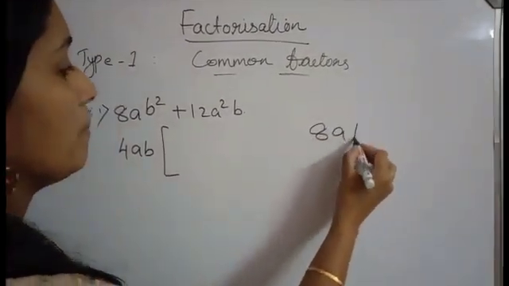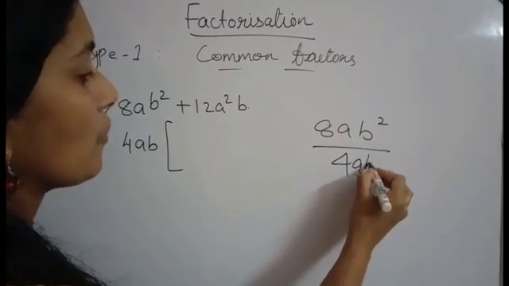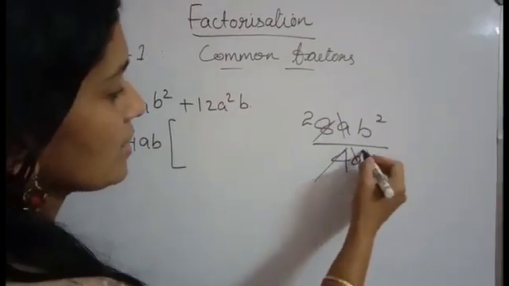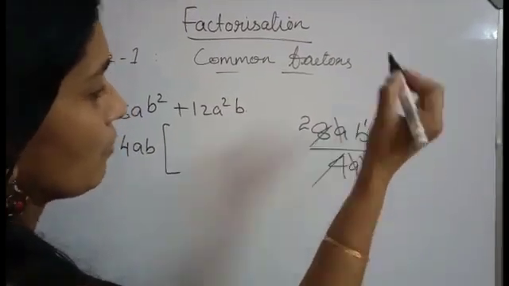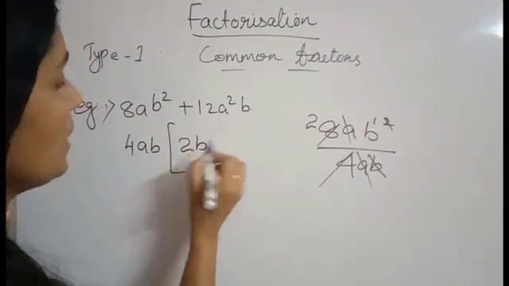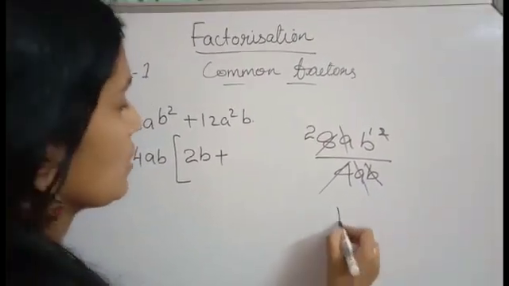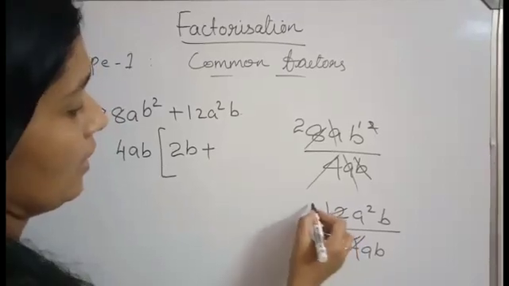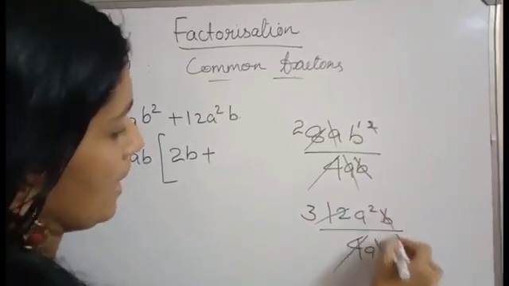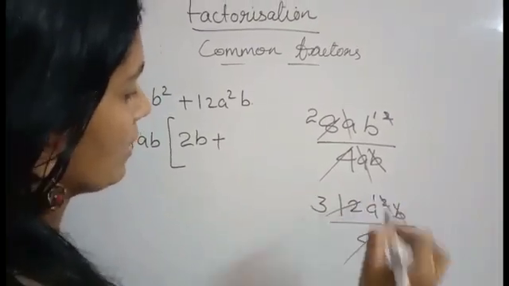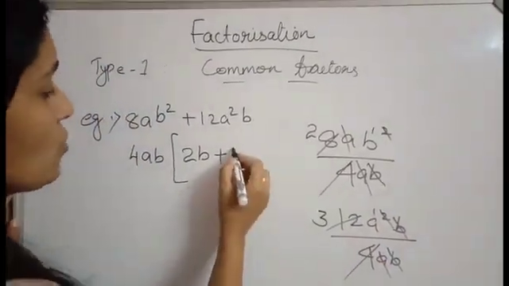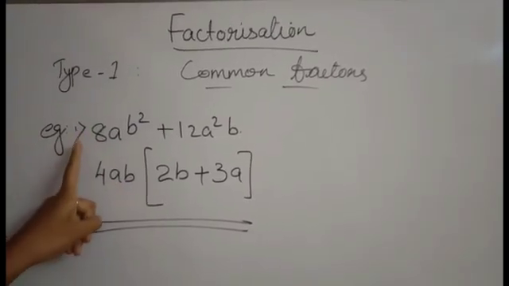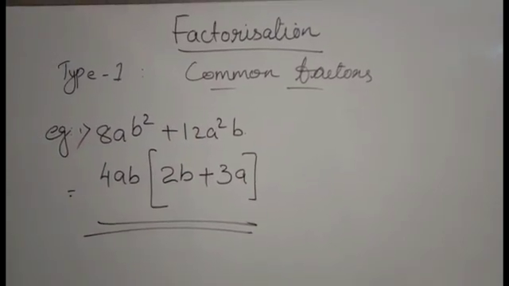So 8ab square divided by 4ab, since we have taken 4ab outside. So 4 and 8 get cancelled, this will be 2, a cancels, and b and 1b get cancelled. It will be b to the power 1. So the first term becomes 2b plus. What happens to the next term? 12a square b divided by 4ab. Here this becomes 3, b gets cancelled and a gets cancelled with 1a here, and this will be a to the power 1. So this will be 3a. These are the two factors of the given expression 8ab square plus 12a square b.